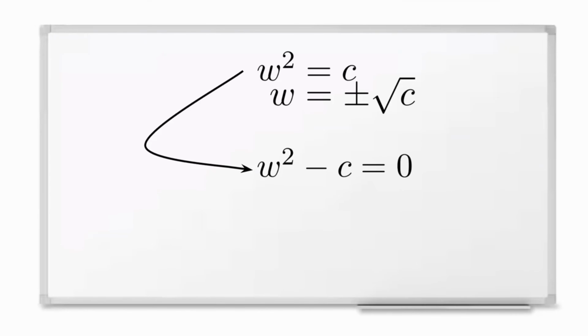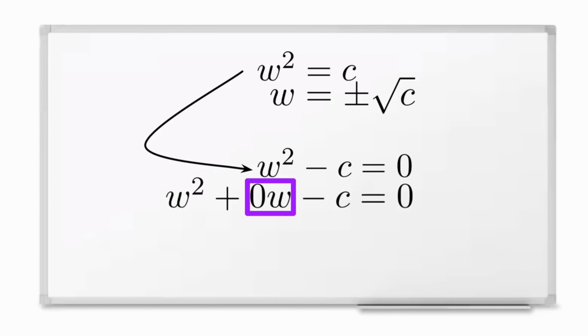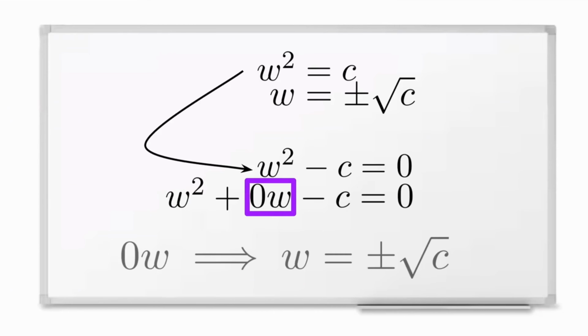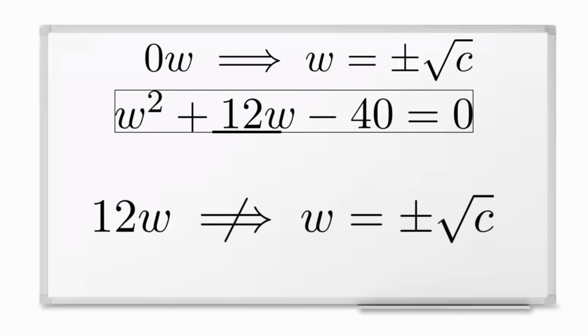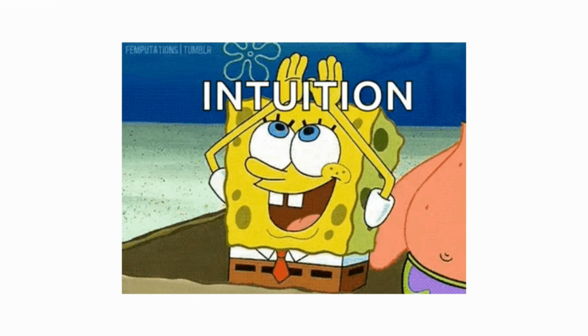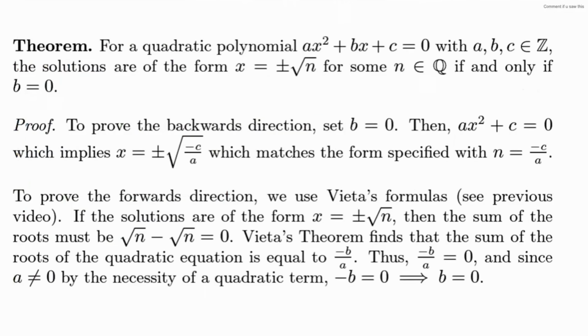Rearranging the equation on screen, we get that it's a quadratic of the form w squared plus 0w minus c equals 0. But if we have a w term like 12w, then we can't just take a simple square root again. So if there's a non-zero w term, then the answer can't just have a single radical. Anyways, that's the intuition behind it. But for those of you who are interested, here's the full proof.